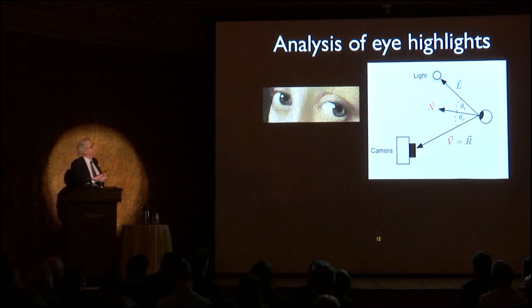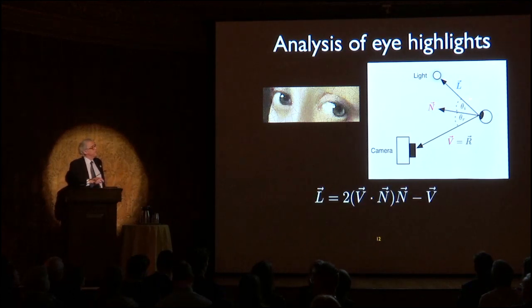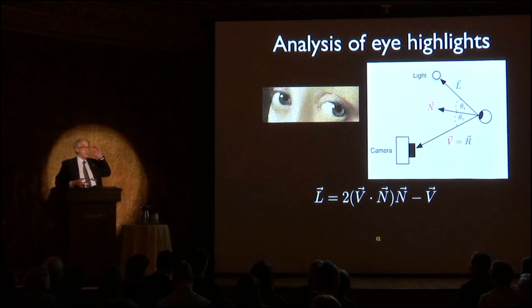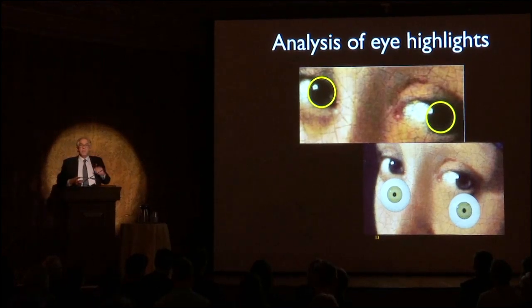What about the glints on her eye? If her eyes were spheres, then the position of the glint on her eye is related to the unknown direction to the light by a very simple formula. It's really just the law of reflection. The angle of incidence equals the angle of reflection. But of course, an eye is not a sphere. It has a corneal bump that pushes out. And so we have to find which way that bump is pointing.